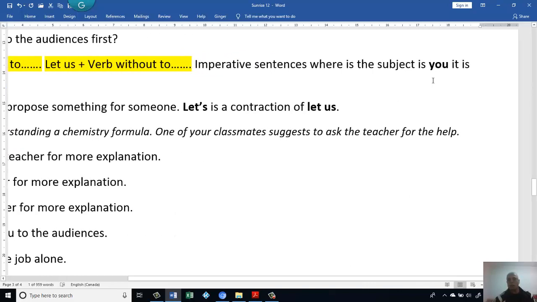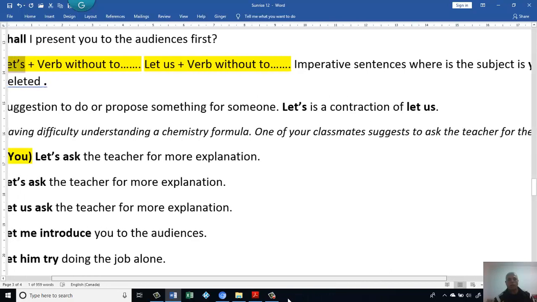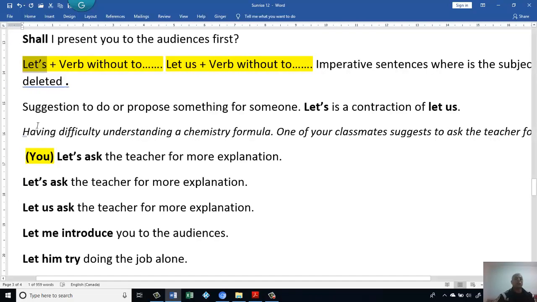With the subject you, it is deleted. Okay? Suggestion: to do or propose something for someone. Let's is a contraction of let us.